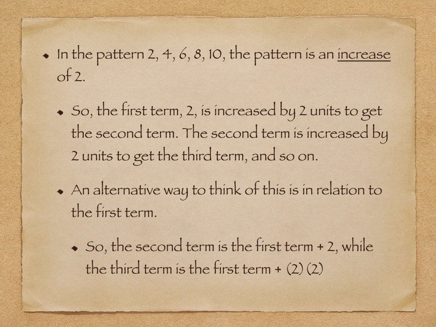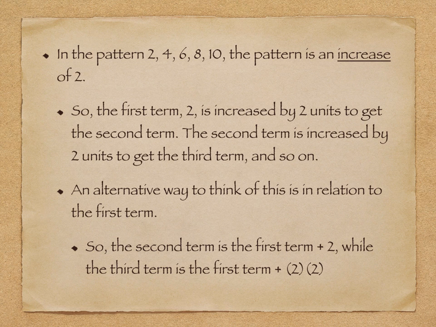So in the first pattern of 2, 4, 6, 8, 10, the pattern is an increase of 2. So the first term, 2, is increased by 2 units to get the second term, which is 4. So 2 plus 2 is 4. The second term is increased by 2 units to get to the third term, so 4 plus 2 is 6, and so on.